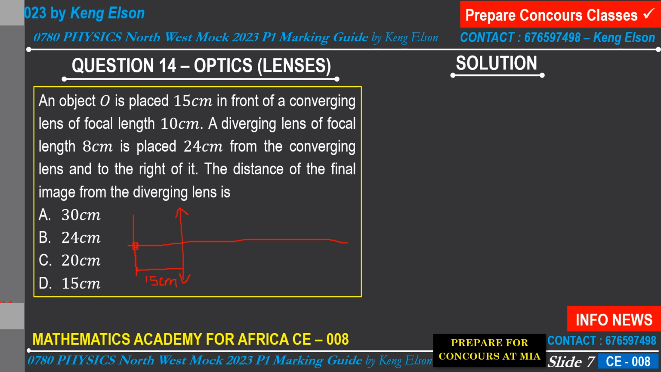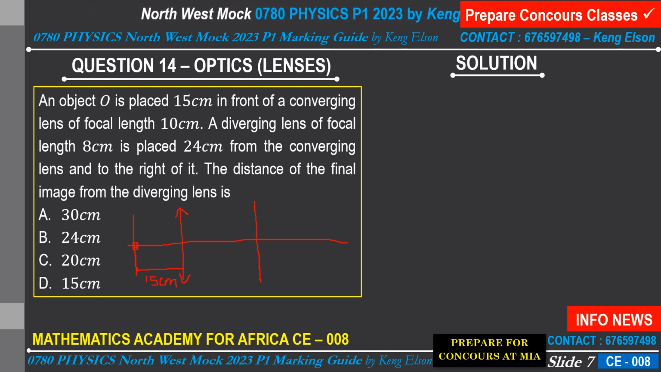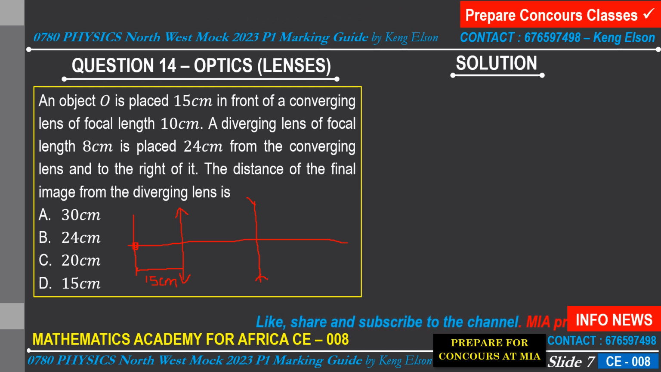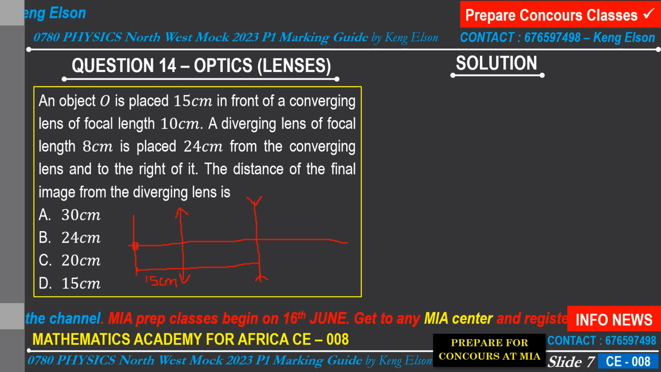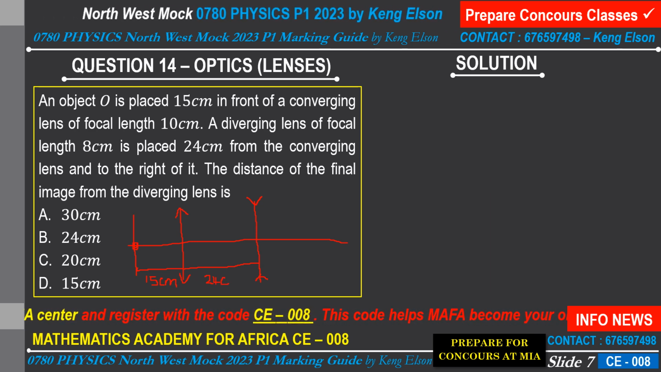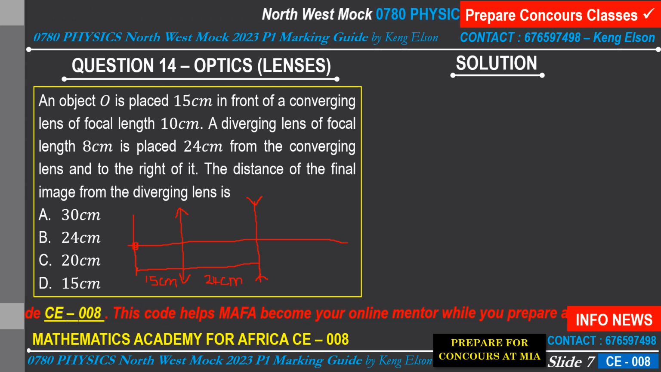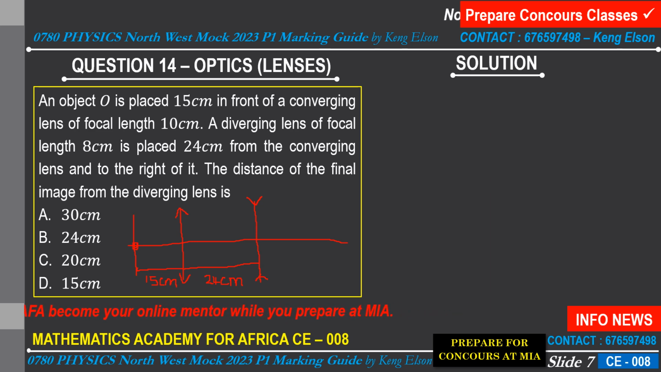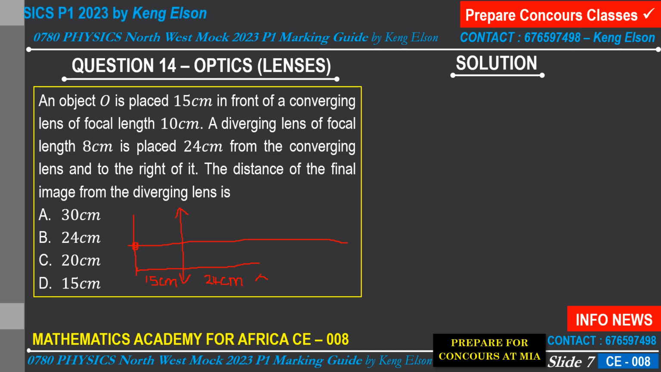Now we also have a diverging lens, and this is how we represent a diverging lens. This is a little representation of the diverging lens. We have a diverging lens which is placed at a distance of 24 centimeters from the converging lens. And the question is asking us to find the distance of the final image from the diverging lens. So let's just try to draw a ray diagram. Now imagine that this diverging lens was not there. So let's first of all imagine that the diverging lens was not there.